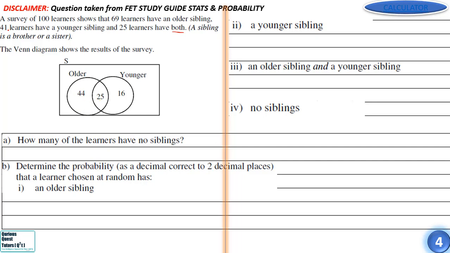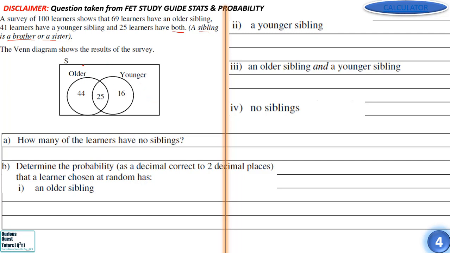And if you look at this one, there are 41 learners that have a younger sibling. If you add 16 plus 25, you end up with 41 learners. So a sibling is a brother or a sister. That's what they're trying to do here. They're trying to assist those who are second language English speakers, like me, for example. So this is how they've decided to draw the Venn diagram.